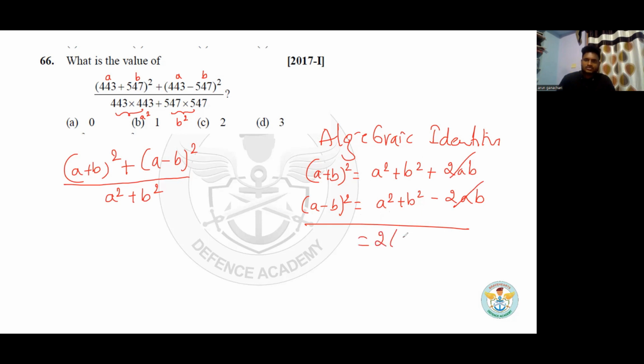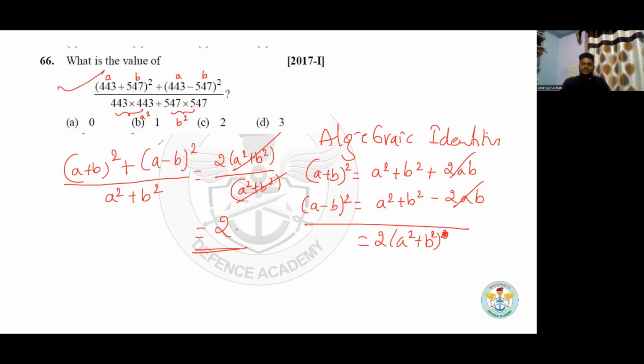It will be 2 times of a square plus b square. The answer is 2 times of a square plus b square. So I can write it as 2 times of a square plus b square divided by a square plus b square. So a square plus b square and a square plus b square will get cancelled. I will be left with 2. Getting this, what we did here?